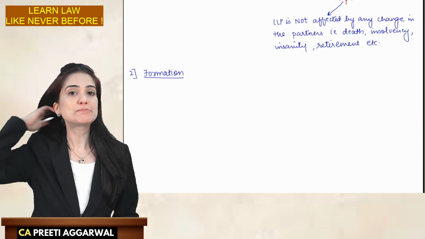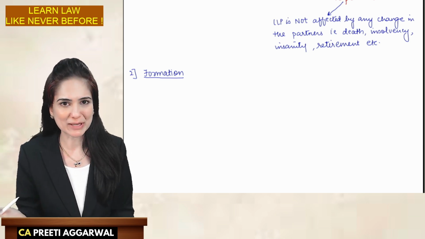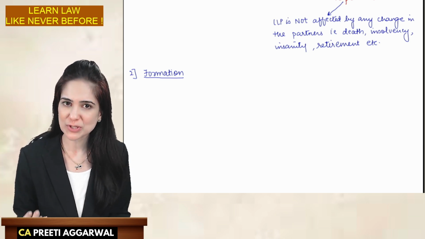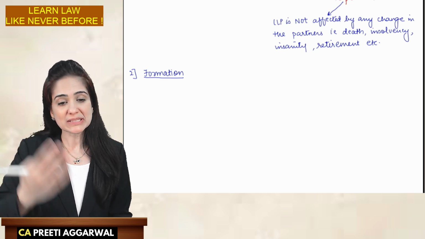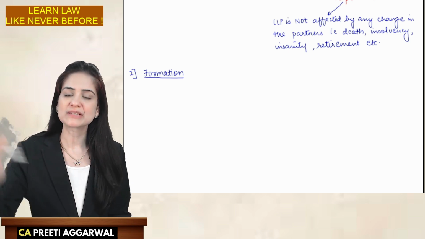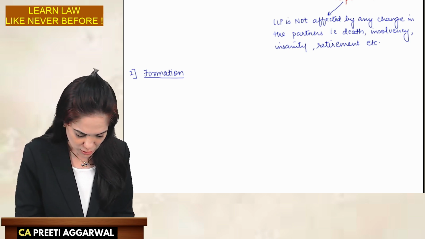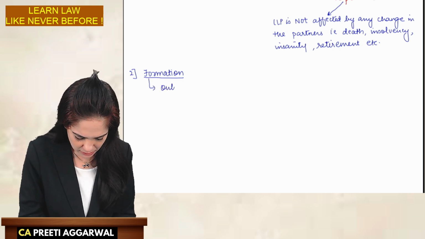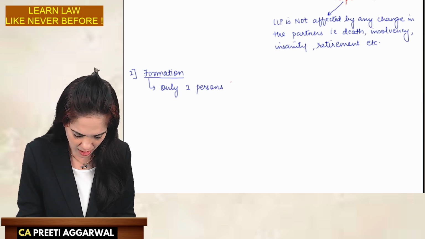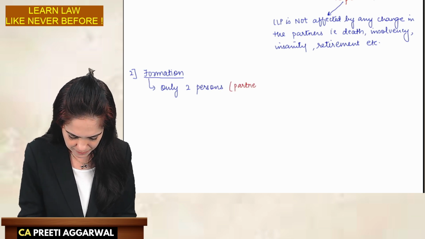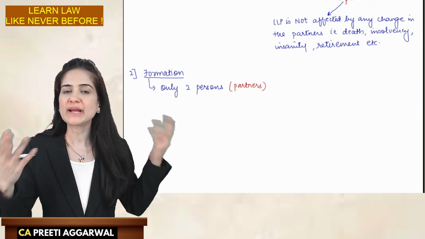Now, how do these people become the partners of LLP? It is through LLP agreement. So, we agree to do business together. This agreement is very similar to the memorandum of association of the company. This agreement is in writing and it is filed with ROC at the time of incorporation. So, for formation, we require only two persons. Now, these persons are partners. From these partners only, we need at least two designated partners.